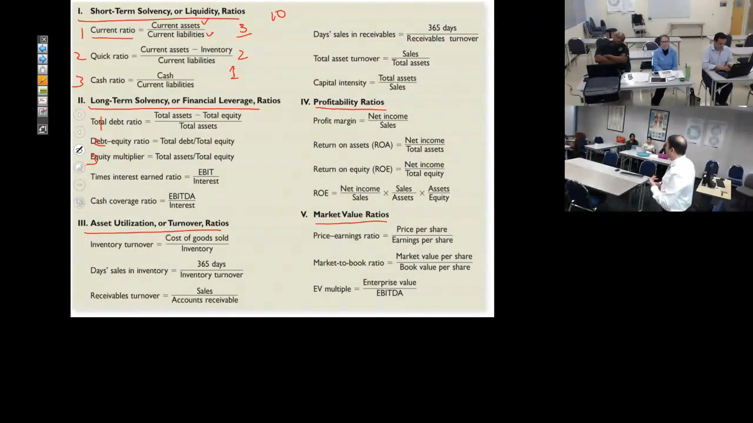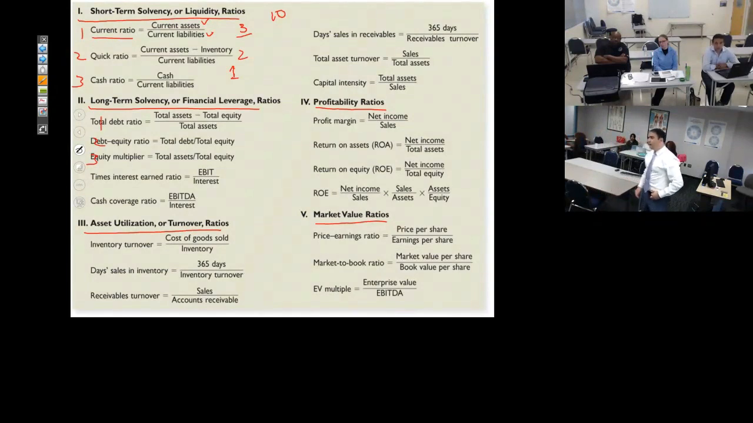So the key thing: calculating the ratio is easy. Not a big deal. What does it mean? In this case, 3 means that the current assets are 3 times the current liabilities. Is that good or bad? Again, you need to look into the industry average and the company's own trend.